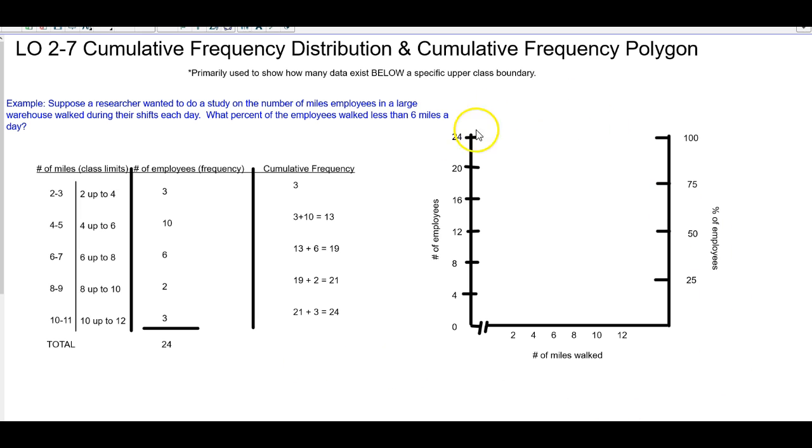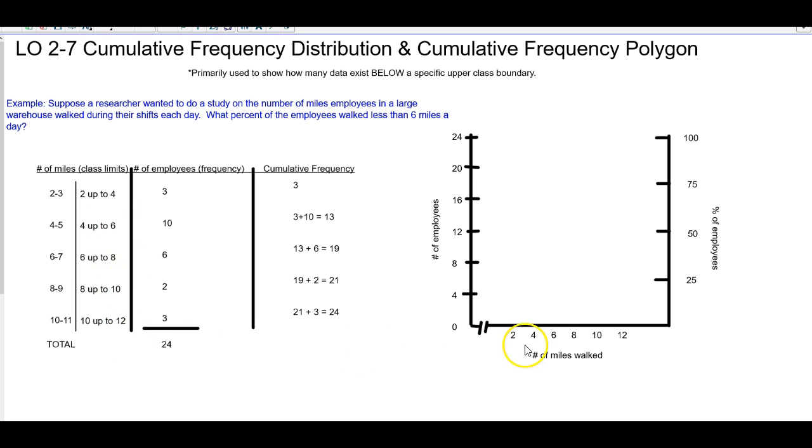You'll notice that I've already set it up here, and I want to walk through how I did that. So on our x-axis, we have to scale the upper limit of each class along the x-axis. And what that means is we go over here to our class limit, and the upper limit is the largest number, okay? It's just the highest point, so 4. In this case, then 6, 8, 10, and 12.